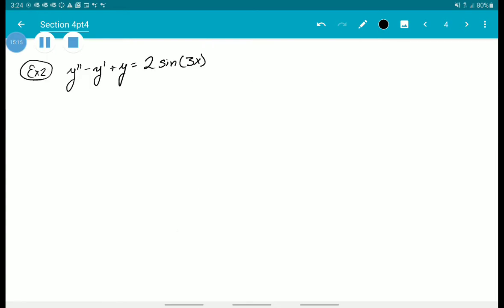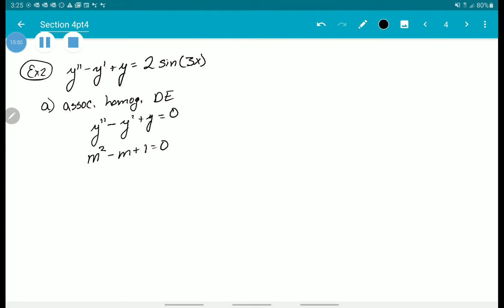So let's look at another one. We have y double prime minus y prime plus y is equal to 2 sine of 3x. We want to solve the problem. Our first step is to solve the associated homogeneous differential equation. So our associated differential equation is y double prime minus y prime plus y is equal to 0. The auxiliary equation would be m squared minus m plus 1 is equal to 0.